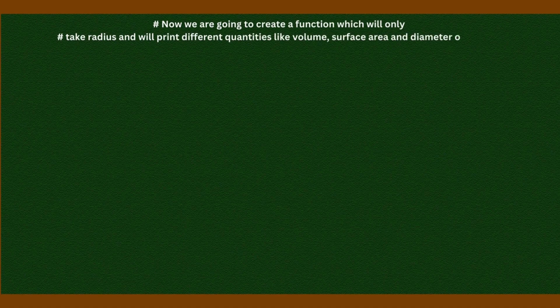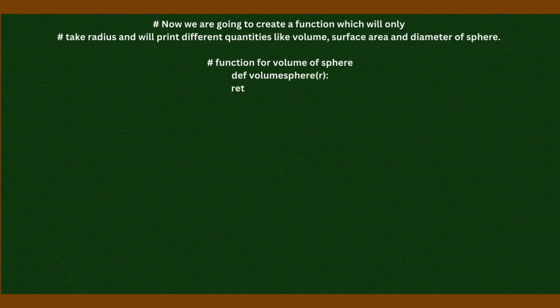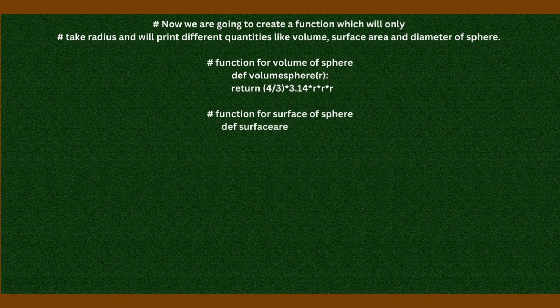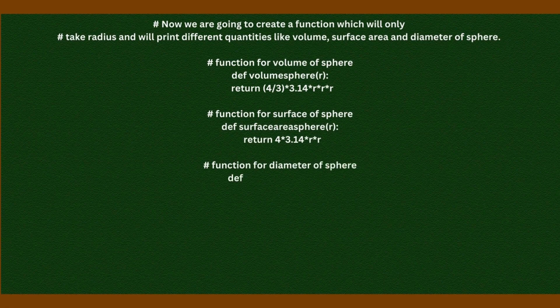Now we are going to create a function which will only take radius, and it will print the volume, surface area and diameter of a sphere, right? So now see the function. I define volume sphere. Volume of sphere is 4 by 3 pi r cube. Surface area of sphere is 4 pi r square, right? And diameter is 2 into radius.